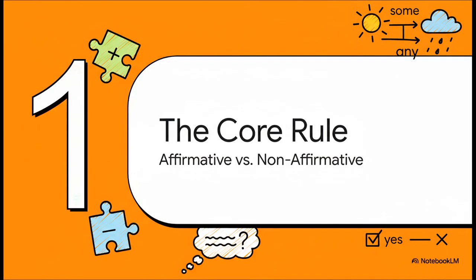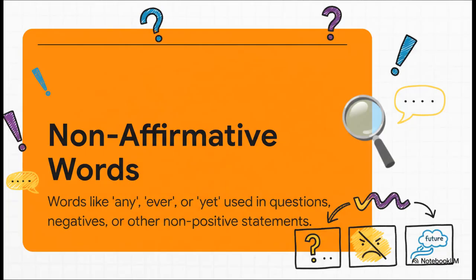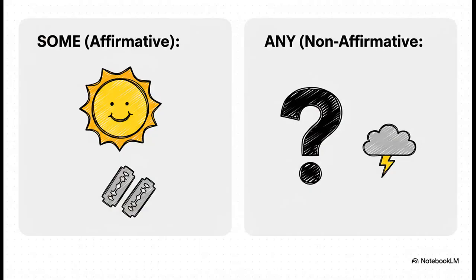You know, this whole puzzle really boils down to just one core idea, and that's the difference between what we call affirmative and non-affirmative sentences. Basically, think of it as positive statements versus, well, everything else. To really get this, we need to understand this term, non-affirmative. It sounds a little technical, but it's just a label for words that love to hang out in sentences that aren't simple positive statements. We're talking questions, negative sentences, and a couple of other situations we'll see in just a minute. And this slide lays it out perfectly.